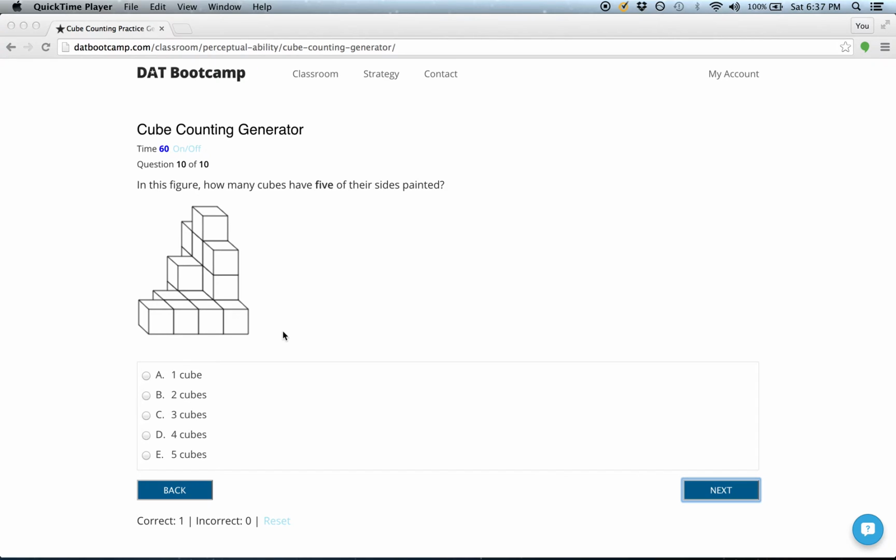On the real DAT, you're going to have about 5 cube counting figures, which is this stack of cubes right here, with about 3 questions apiece on average for a total of 15 questions. So what this generator is going to do is ask you 3 questions per cube counting figure to help you get used to the same format. So you answer the question, you say this one.